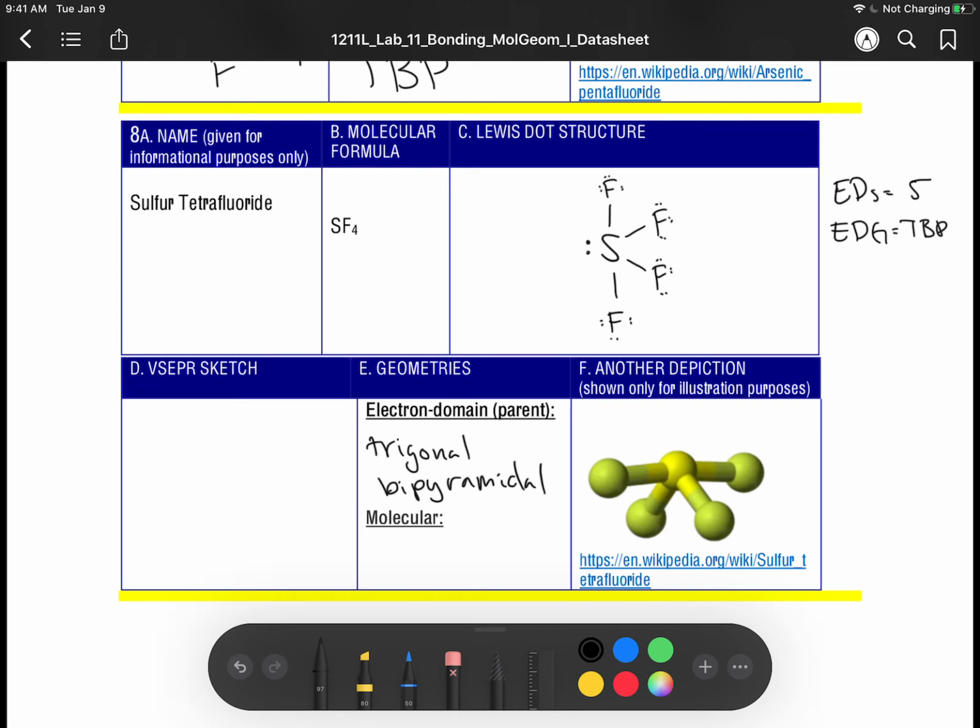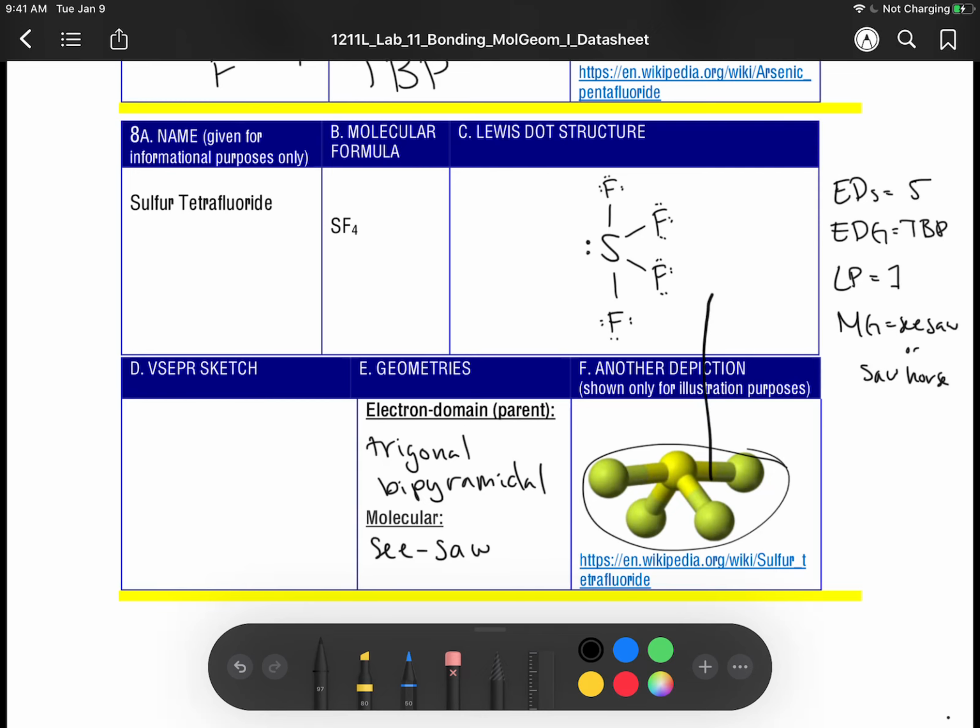And one of those is a lone pair. So we have a seesaw or sawhorse shape. I personally like seesaw because it looks like a seesaw to me. But if you look here, it kind of looks like a sawhorse. Okay, so we want to go ahead and draw out our structure.